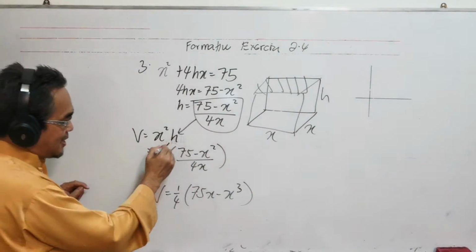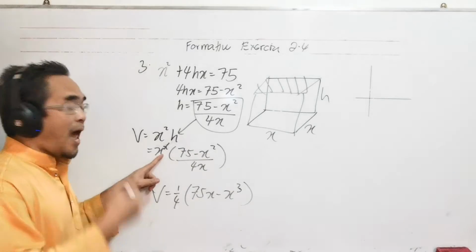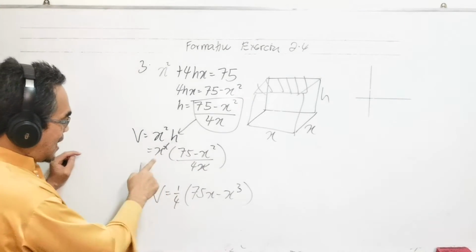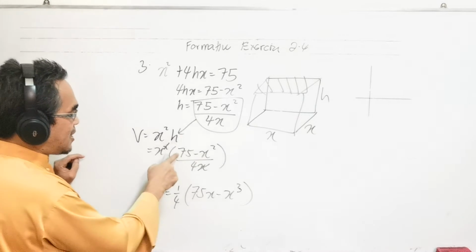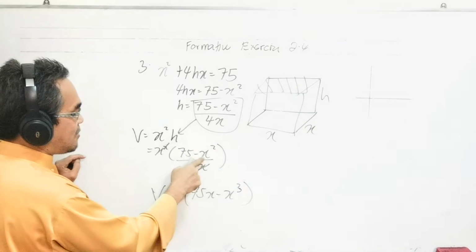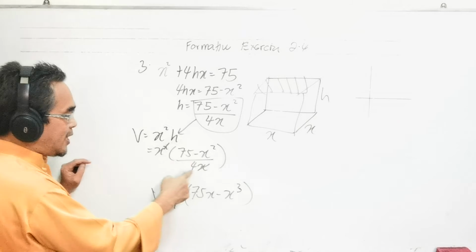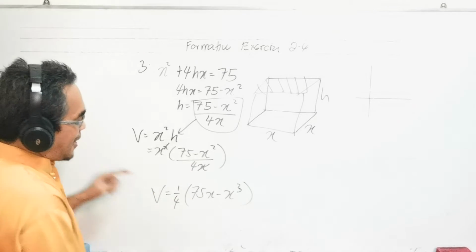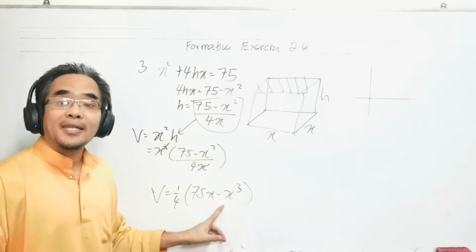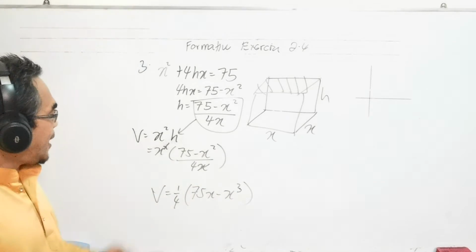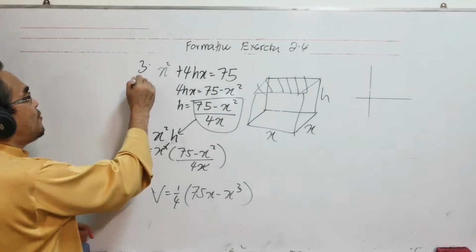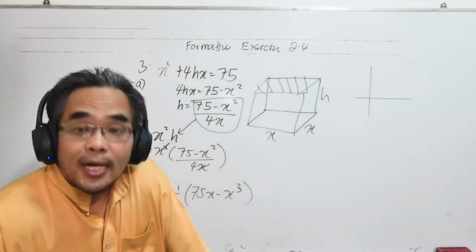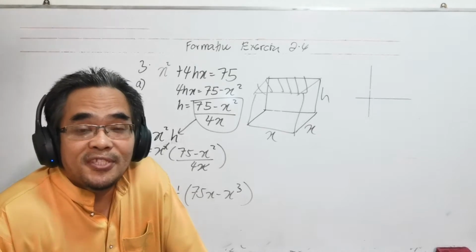and you could cut one of the x with this. Now you multiply x with 75, x with negative x squared, and then you take out the 4, so you return 1/4 and bracket 75x minus x cubed. Okay, so that is the answer for A. That has nothing to do with the differentiation yet.